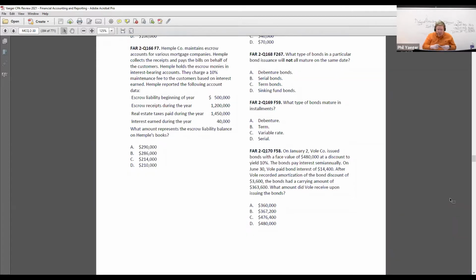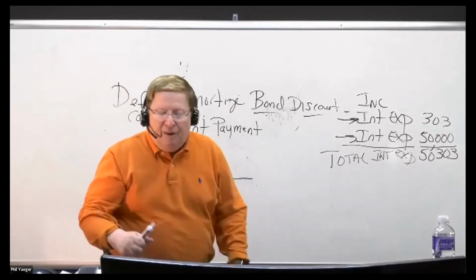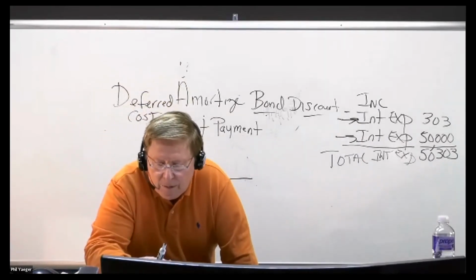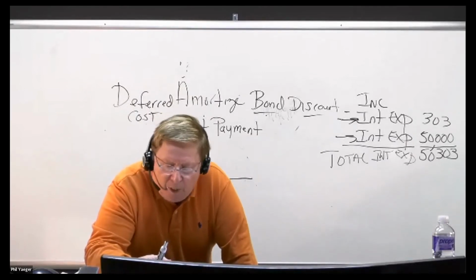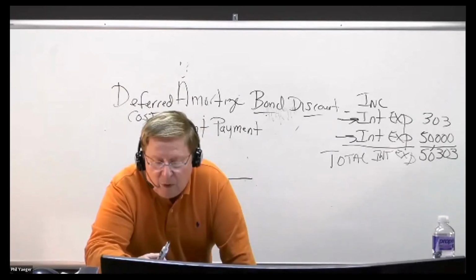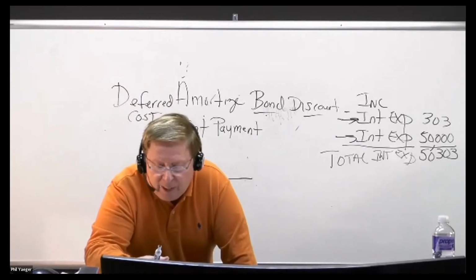Now remember, when you issued the bonds, you received the carrying value, right? And the carrying value was equal to what? 363,600. First of all, the 363,600 is the carrying value at what date? Let me go to the problem. The date he issued the bonds? After they recorded amortization of the bond discount of $3,600, 6 months later, the carrying value was what?